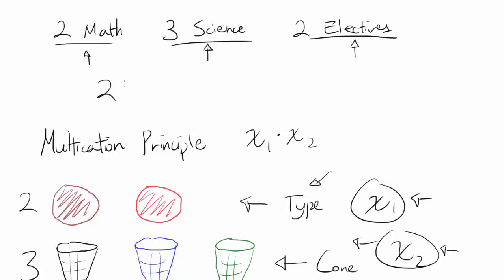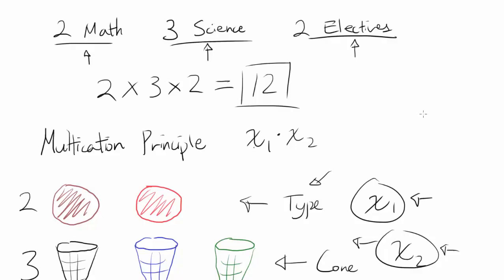Well, you can have 2 for math, 3 for science, and 2 for electives. And using the multiplication principle, you're going to multiply them up, getting you 12 choices. So we have 12 ways to pick our classes, such that we're taking 1 math class, 1 science class, and 1 elective class.